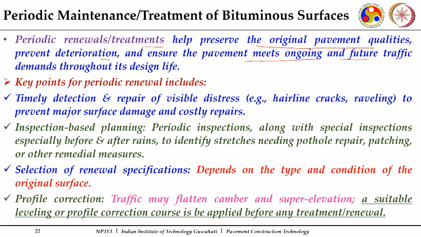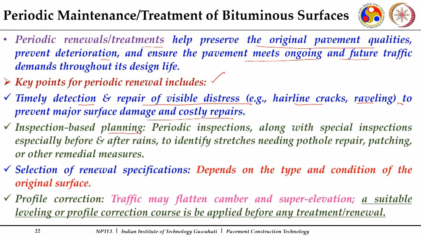Some of the key points of periodic renewals include, first of all, timely detection and repair of visible distresses. So, this is one part. Timely detection and repair of visible hairline cracks and raveling prevents major surface damage and costly repairs.